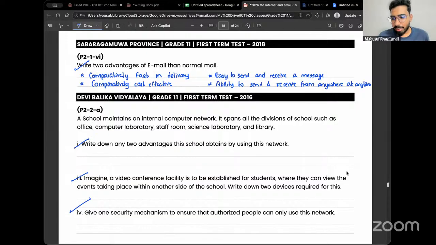Takes less amount of time to reach the person. Can send copies of emails to many people. Both are correct. Fast and accurate info is provided. Fast is correct. Accuracy is not acceptable because you can misspell the email address as well. You can make human errors there as well. So that's wrong.